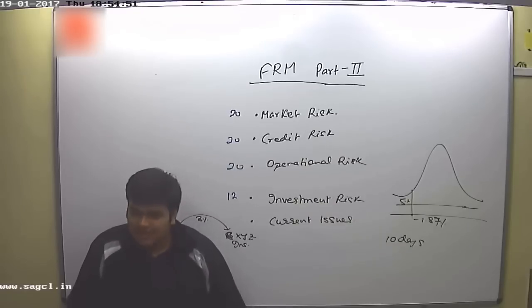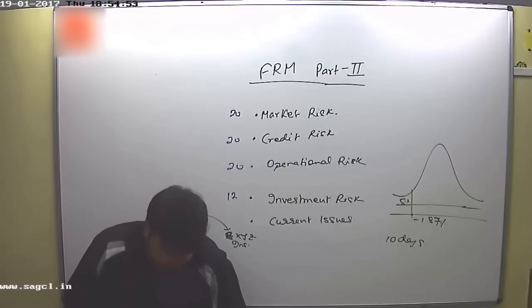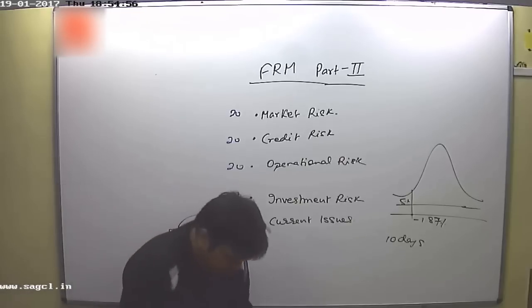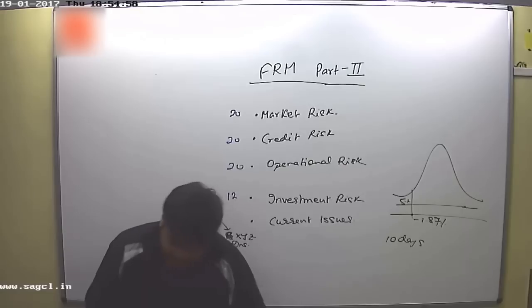Are we okay till here? Credit risk, we have sorted. Alright. Next we look at the operational risk. We move on to the next book. That's your operational risk section.